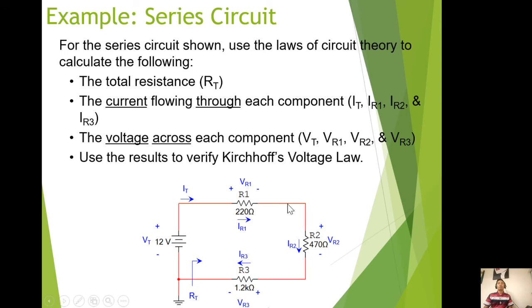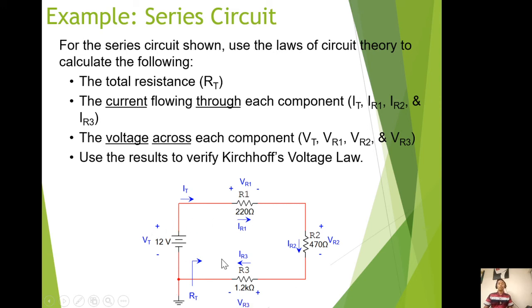Now this is the schematic diagram. The total voltage source is 12 volts. We have the total current, and VR1, the voltage across R1. R1 is 220 ohms, and then we have R2, which is 470 ohms, and IR2. Another resistance is 1.2 kilo ohms, and the voltage drop assigned to this is VR3.